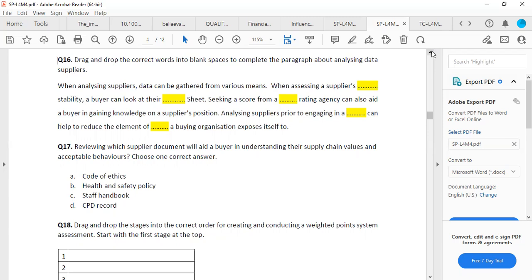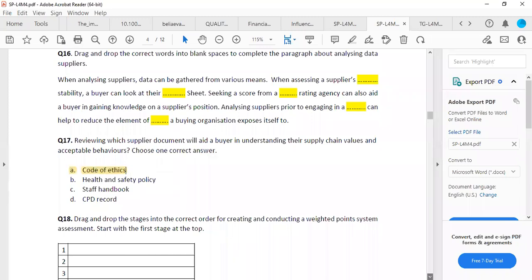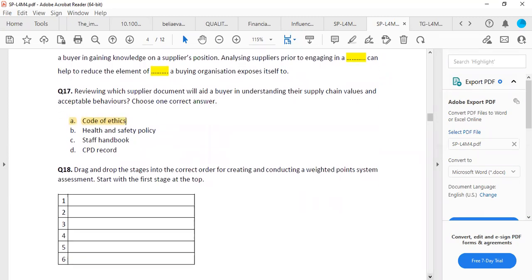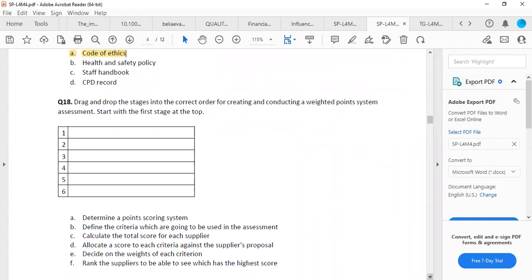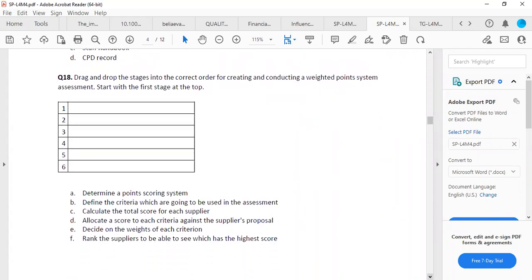Okay, question 17. Reviewing which supplier document will aid a buyer in understanding their supply chain values and acceptable behaviors. Choose one correct answer. Which supplier document? Code of ethics. Okay. Suppliers Code of Ethics.